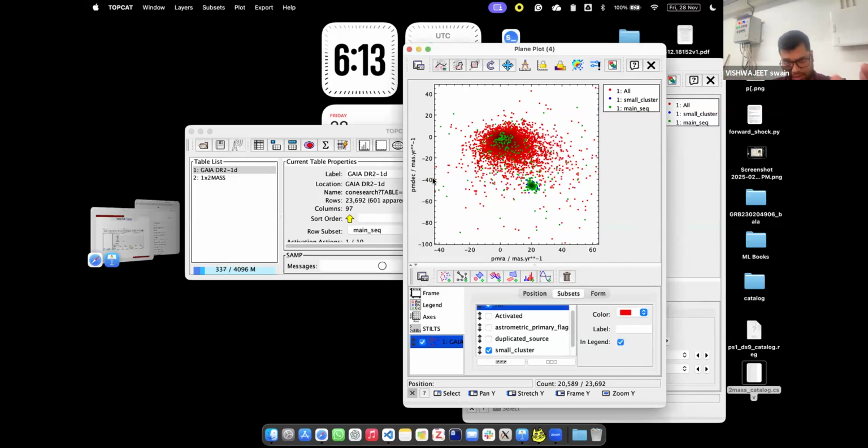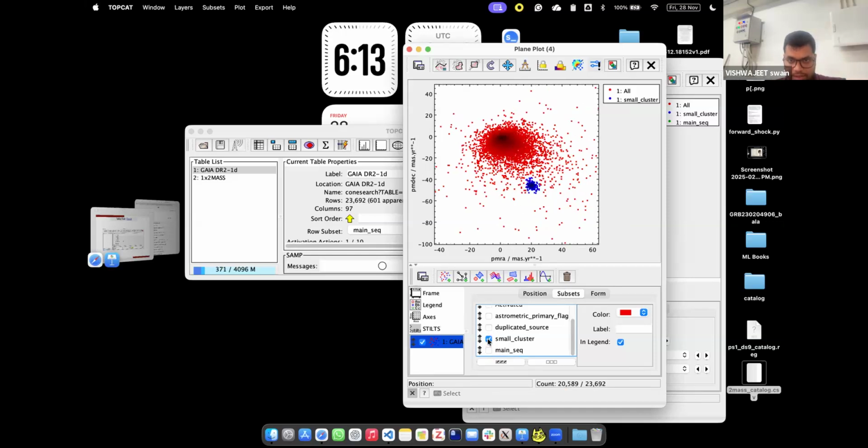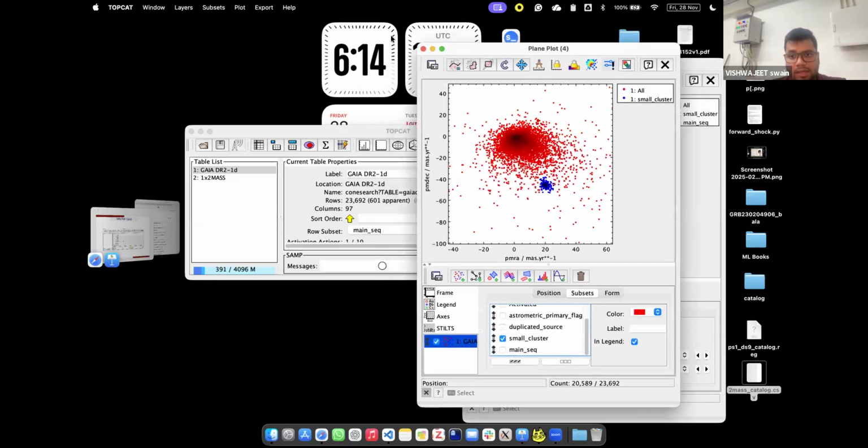So I already made a few subsets, and here you can see that. So this is the small cluster. Originally the plot is like that, and then I made the blob here, and then a small cluster. You can see that this is the small cluster I made with the blob before, and it basically separates out that particular cluster, and then again it is separating it in the table also.